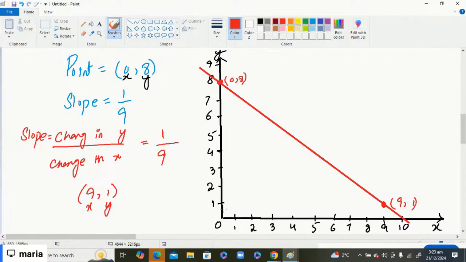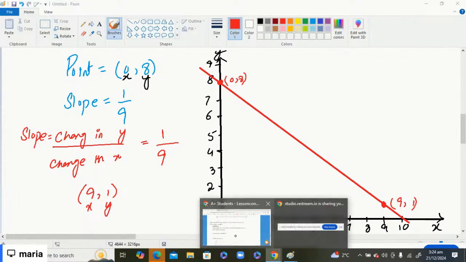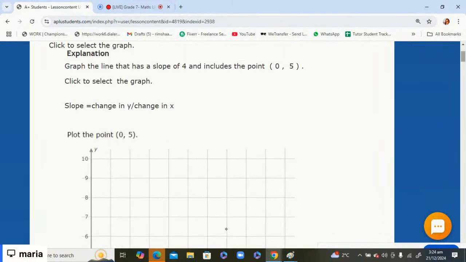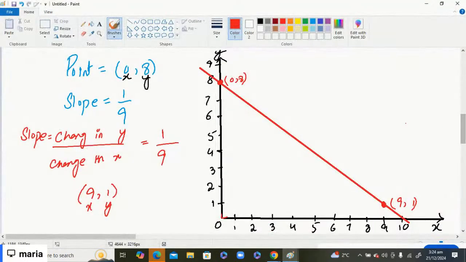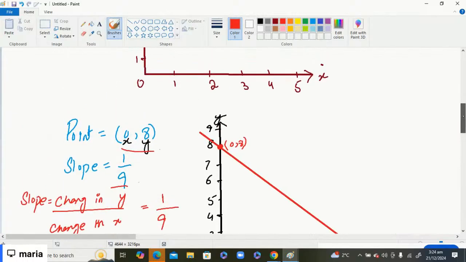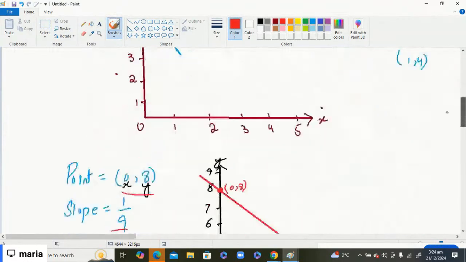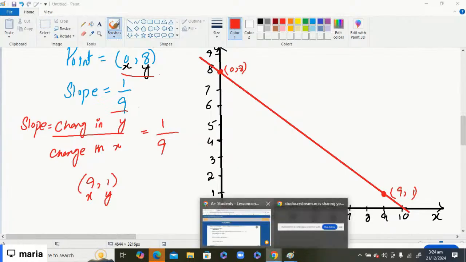So this is basically the graph of these points. This is the way you draw the graph if the point is given and the slope is given. Hope you guys understand this one. If the point is given, first of all you draw the point, and then if the slope is given, you check change in y over change in x and put in the values, and then we see it. Now let's start the next lesson.